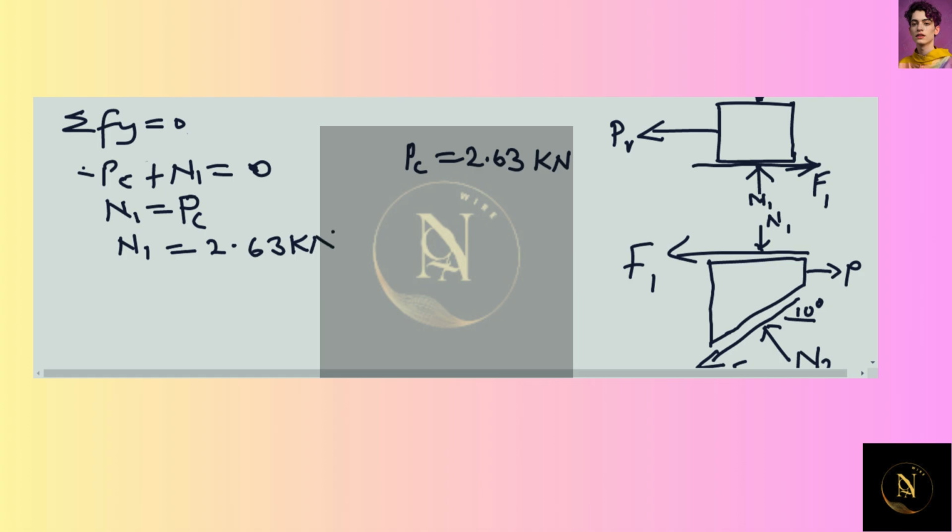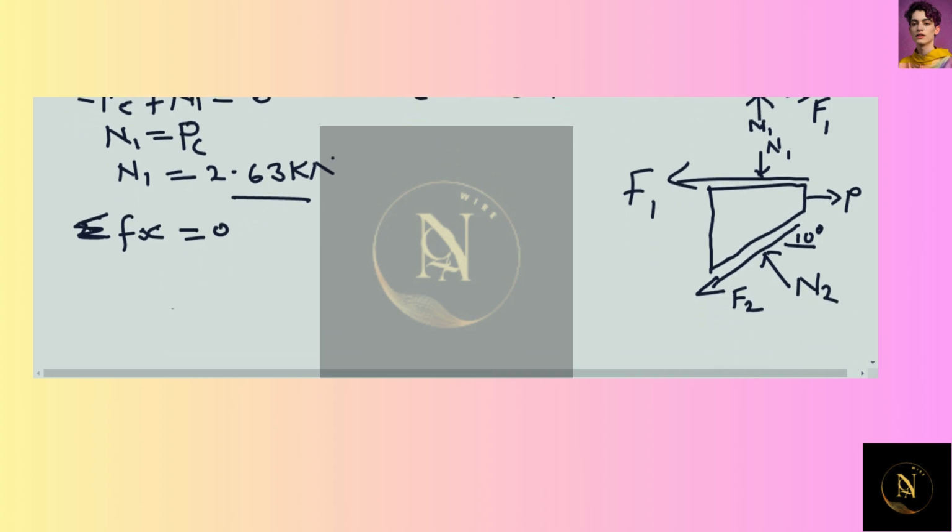Then we'll consider equilibrium in the x direction. The summation of the forces in the horizontal direction is going to be zero, so that we'll have minus Pr, that force that is going to the left, plus F1, the frictional force at point 1, equal to zero, so that we now have F1 equal to Pr.